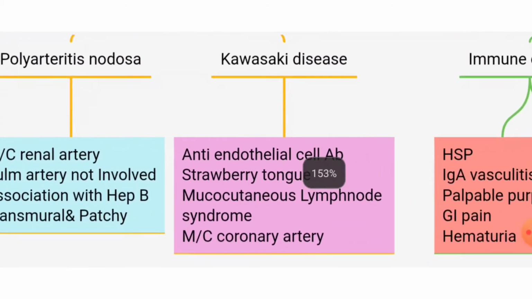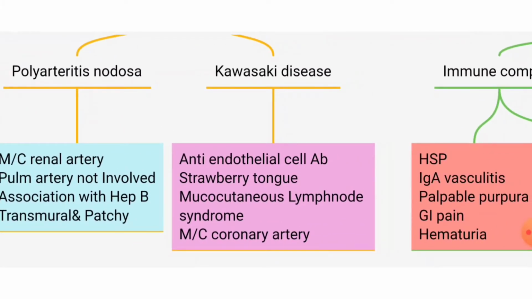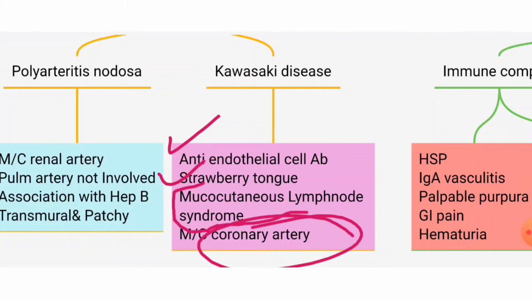Now coming to Kawasaki disease, we'll see anti-endothelial cell antibodies. There will be history of strawberry tongue, mucocutaneous lymph node syndrome, and most commonly the coronary arteries will be involved.